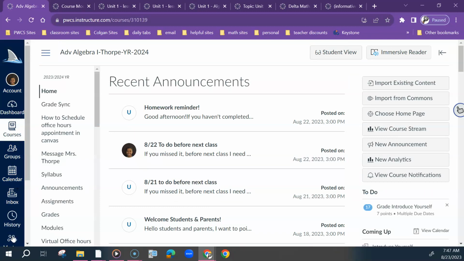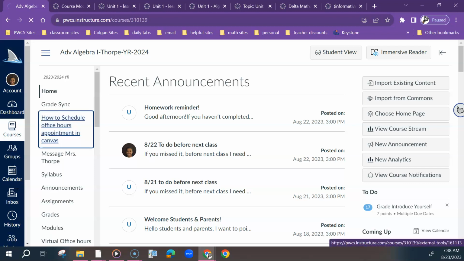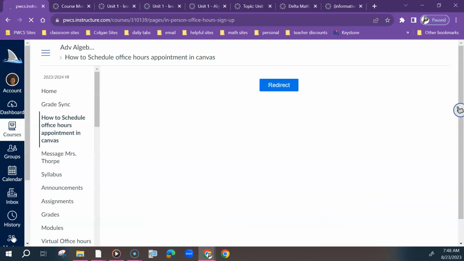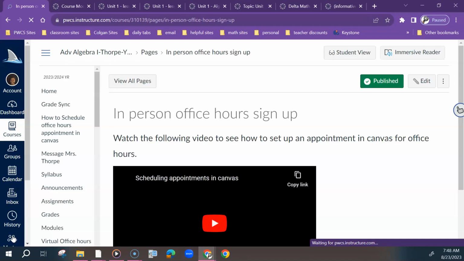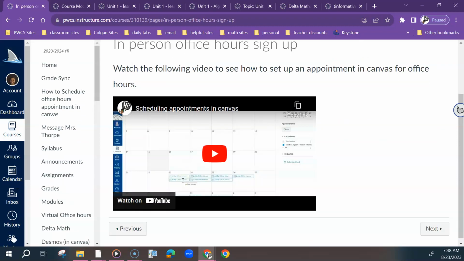I'm going to show you 2 places to find where to schedule. One is this side link right here, how to schedule office hours, appointment in Canvas. But when you go there, you won't actually be able to schedule appointments. It's just a video to show you how to do so. Not at this moment, but later, I want you to watch that video so that you know exactly how to do that. It's not even in modules, it's a side link.